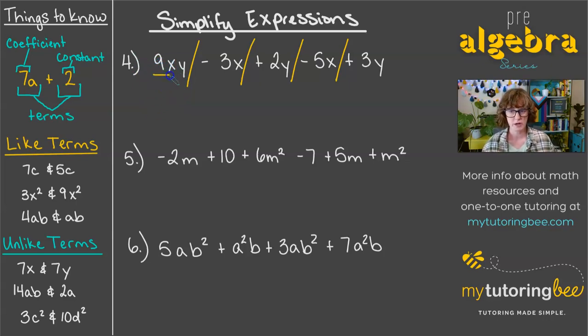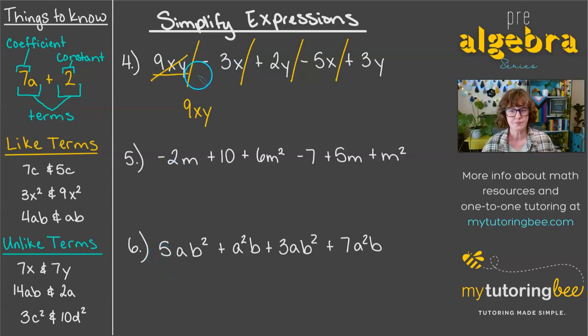So I'm just going to start here. I'm going to underline, kind of combining a couple of my methods here, 9xy, and I'm going to scan through. I don't see anything else with both x and y. Yes, this has an x, this has a y, but in order for it to be a like term with this 9xy, it has to have both xy with it. So 9xy is just going to be there by itself. It doesn't have anything else to add or subtract with it.